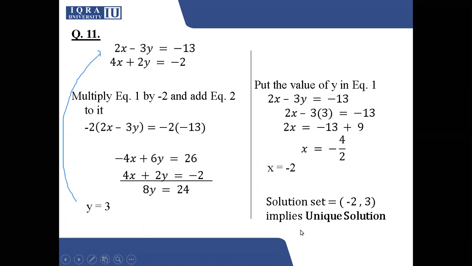And this implies a unique solution. You're getting one answer for it. You're getting one value for x and one value for y. This is implying a unique solution. Again, we're touching those three types of solution: unique solution, no solution, and infinite solution. So this again is a case of unique solution. And the two examples we studied before were also cases of unique solution.